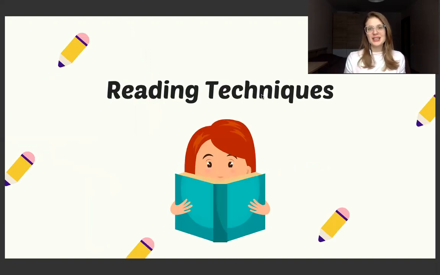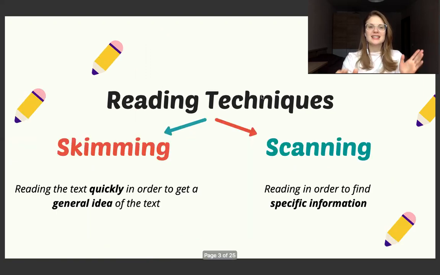When we talk about reading, it's essential to remember the two main reading techniques. Do you get what I'm talking about? Yes. These are skimming and scanning. So skimming is when you read the text quickly with the aim to get a general idea of the text. And then you do scanning. So you read the text to find specific information. And this is what is essential to do when you deal with any types of text, particularly with gap texts.